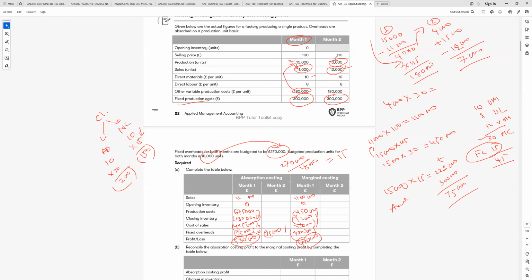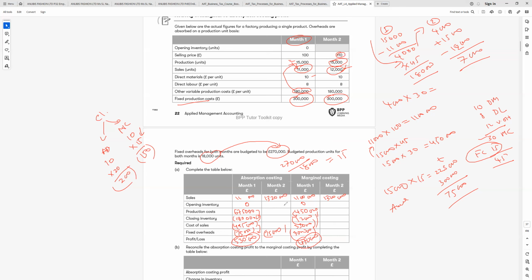All right, for month 2, same thing. We have a 110 selling price. We sell 12,000, so 12,000 multiplied by 110 will be 1,320. Same for the marginal, 1,320.